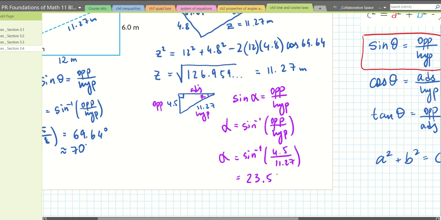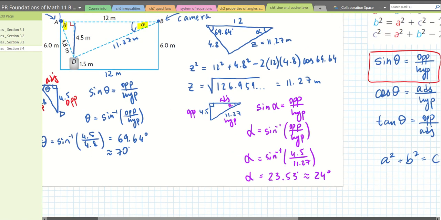23.53 degrees. So that's our value for alpha. Now we have to round to the nearest degree, so this is going to be 24. So we found the two angles.